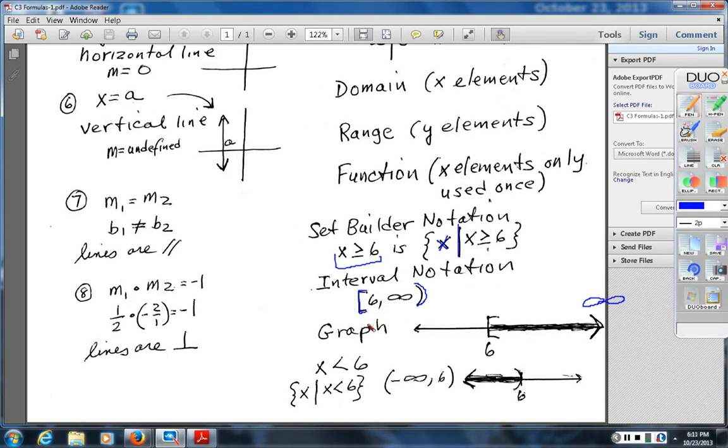And this is just another one where x is less than 6. Again, set builder notation, interval notation, and then the graph. Notice it's coming from negative infinity here, going up to 6. 6 is not a member of the set, and we use a parenthesis for that. If that were equal to, then we would have used a bracket.